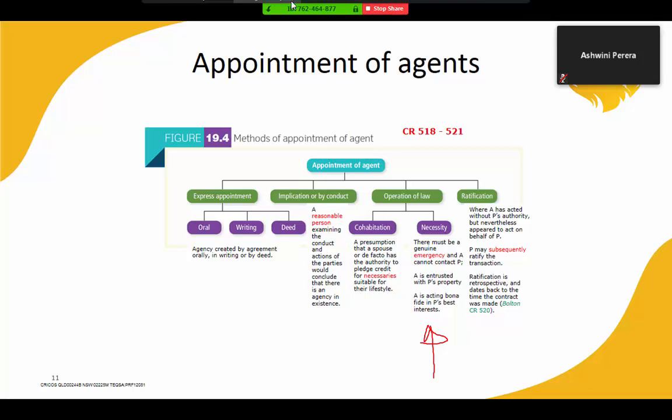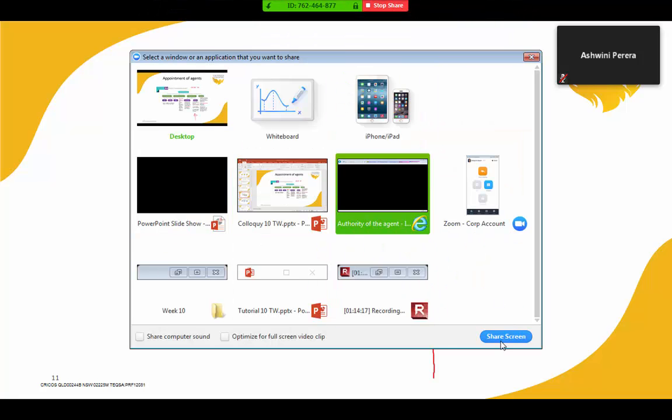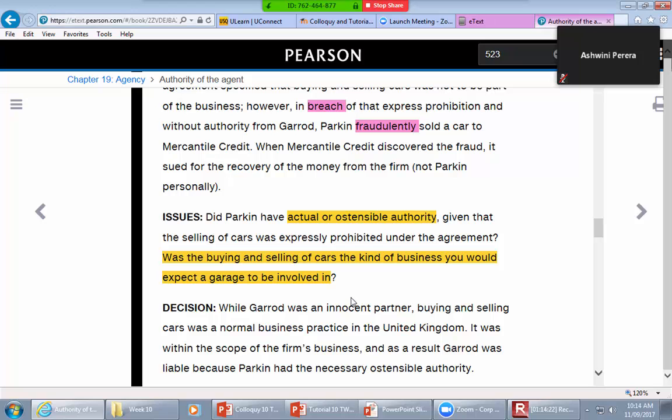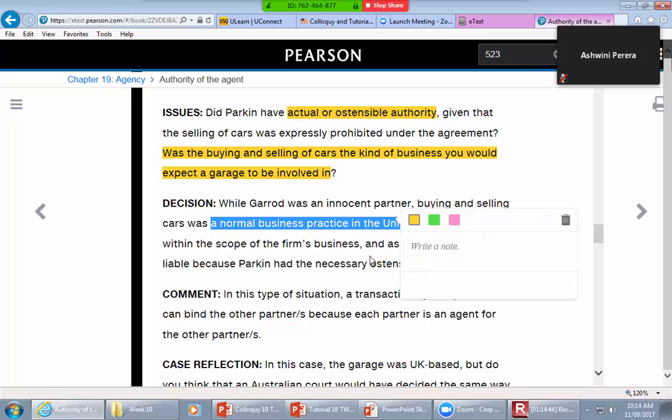Looking at these facts, that's why you have the second part of the issue in this case. They're asking you, would that be reasonable? Was the buying and selling of cars the kind of business you would expect? So this is objective. A garage would be involved in it. And they said, while Garrod was an innocent party, a sleeping party, buying and selling cars was a normal business practice, at least in the United Kingdom. Okay?